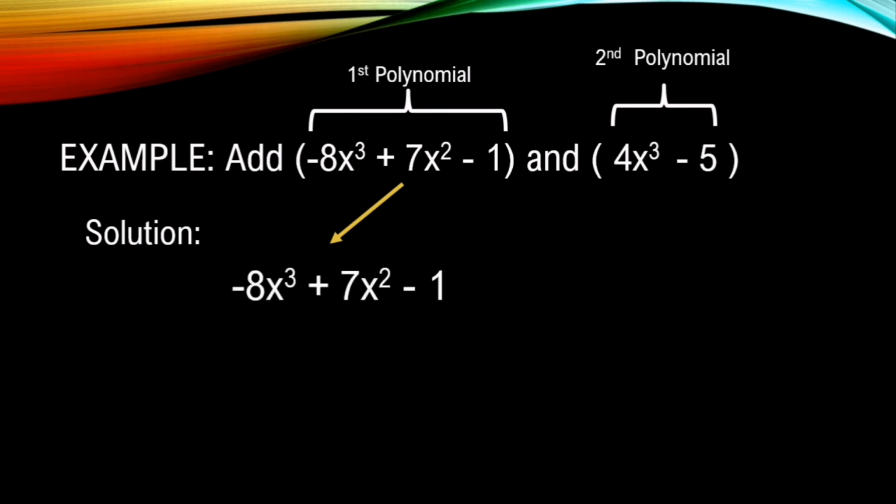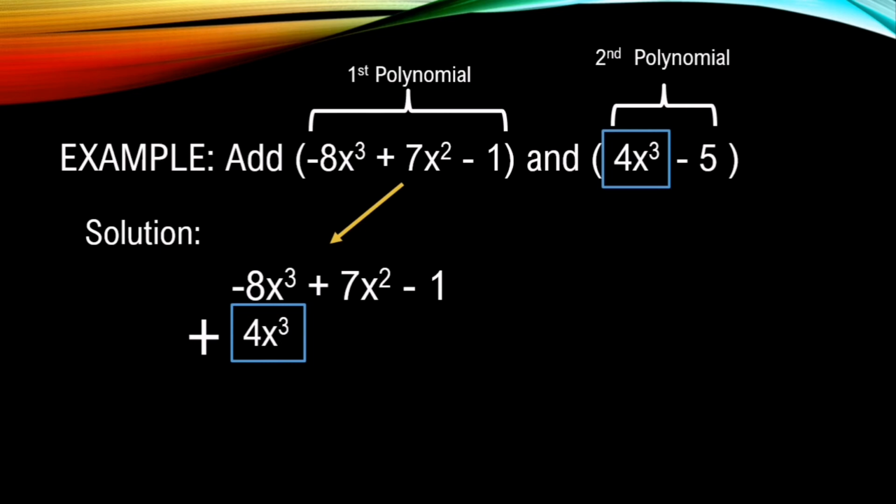Since we are asked to add, we will place a plus sign right there. And then, observe the first term, which is negative 8x cubed. Is there a term in our second polynomial that is similar to that term? Yes, there is. We have 4x cubed. So 4x cubed will be placed right under the first term in our first polynomial.